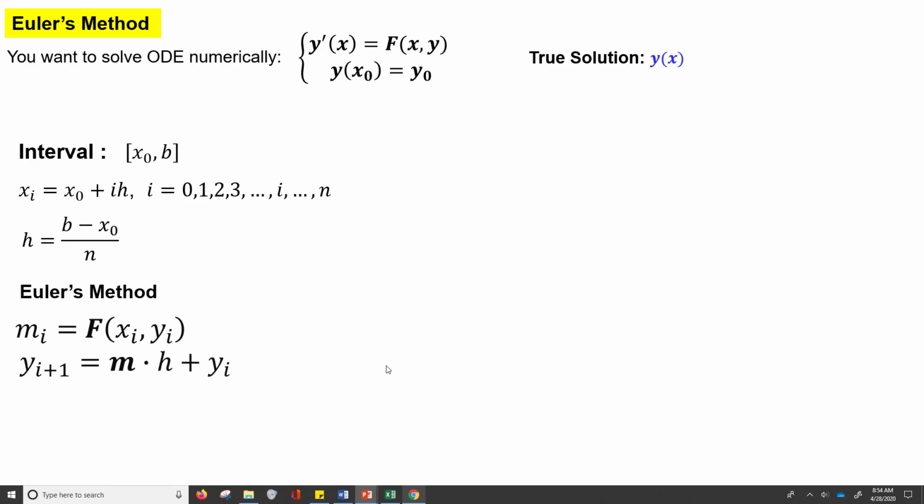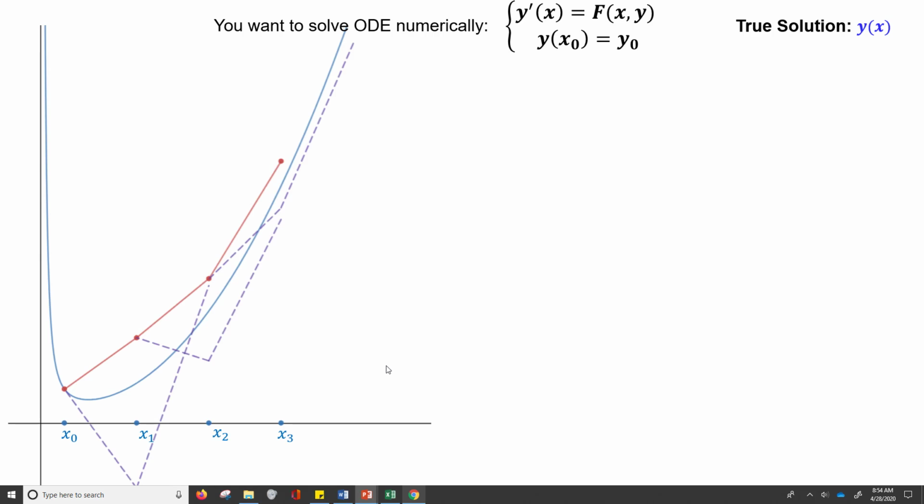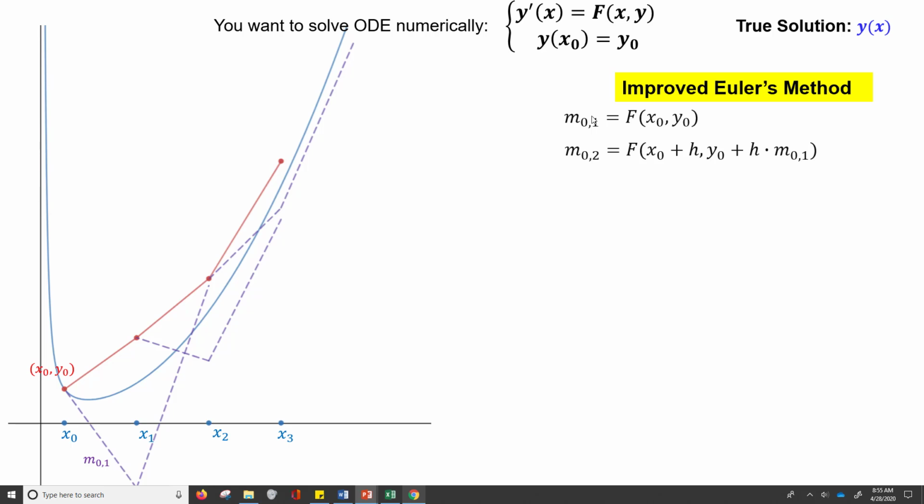And then we said there's something called improved Euler's. Improved Euler's, instead of finding one slope to get to the next y, you find two slopes. The first slope is 1, the second slope is 2, but they both take in x sub naught, y sub naught, so this is going to be m sub naught 1 and m sub naught 2. To find m sub naught 1, you evaluate the slope at x sub naught, y sub naught.